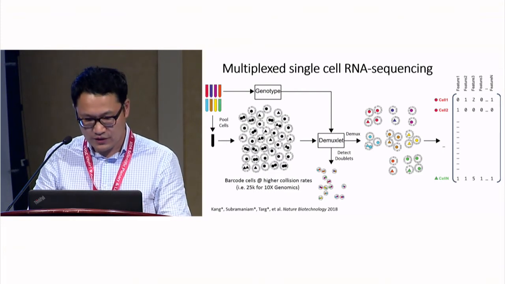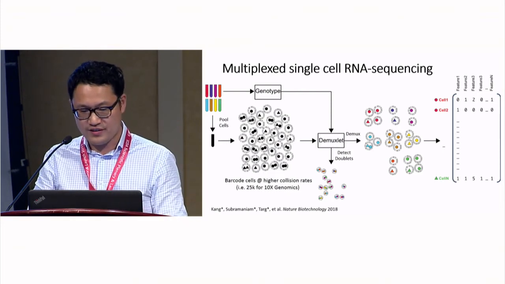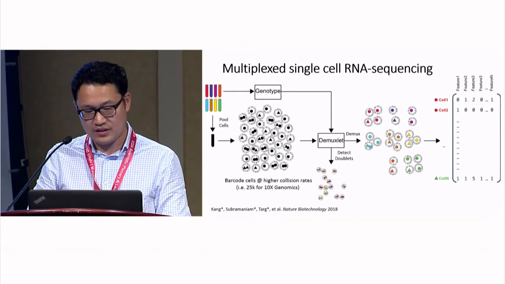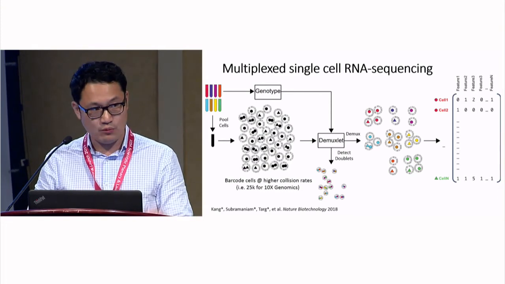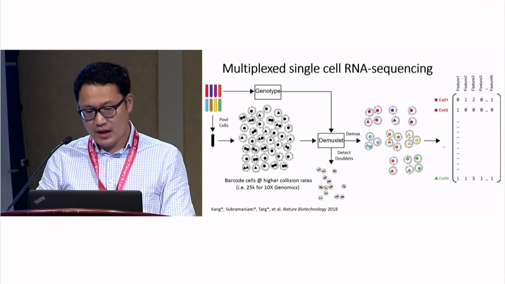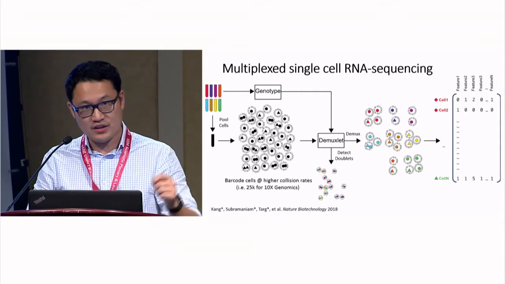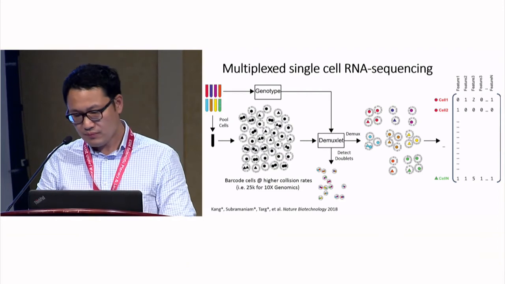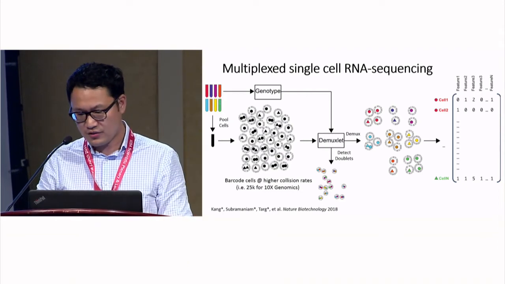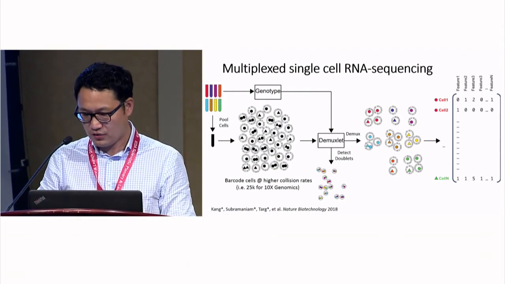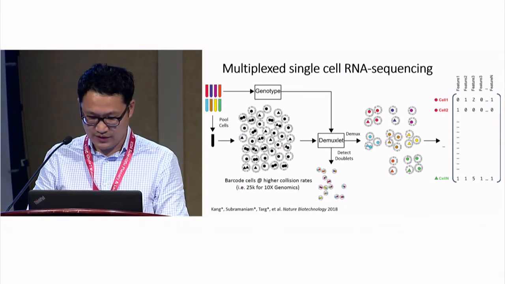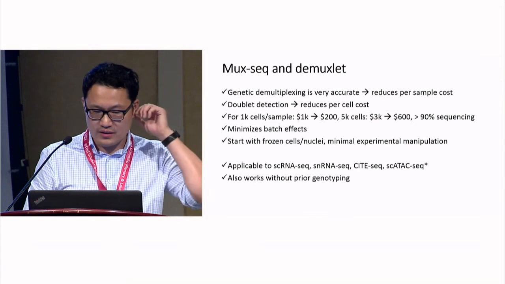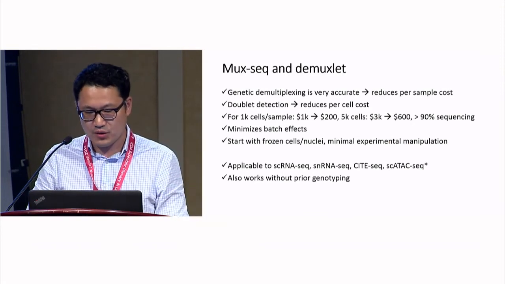Then we wrote a piece of code called Demuxlet that, taking prior genotyping data, can identify which droplets contain multiple cells. So we remove doublets, and that reduces the cost per cell. But we're also able to demultiplex, which is to assign each cell correctly to the donor of origin, and that reduces the cost per sample. In return, we get this much larger matrix. On average, per run, we're getting about 3 to 4 times more data than a standard 10x run. And so with MuxSeq and Demuxlet, what we demonstrated in our paper is that demultiplexing is very accurate.